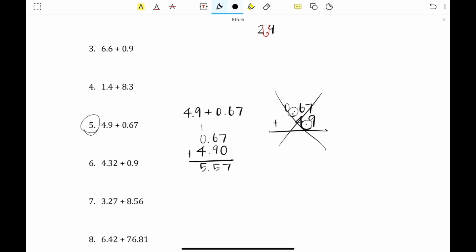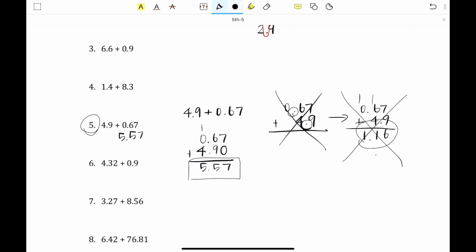Now if you had originally done it this way, 0.67 plus 4.9, 9 plus 7, which is 16, 6 plus 4, 10, 11. You would have ended up with 1.16, which is incorrect. Your actual answer is 5.57. So that's why making sure you place it correctly is the first important step.